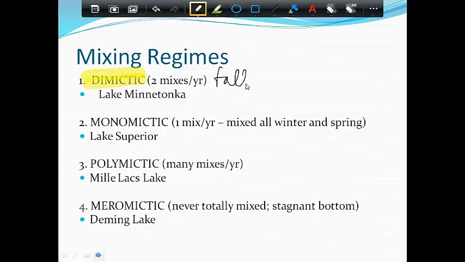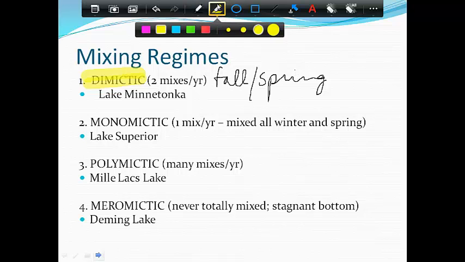Okay, what we were just talking about. So that fall and spring mixing helping to return the nutrients throughout the whole lake itself. Lake Minnetonka, if you're familiar with Lake Minnetonka near the cities, that is a dimictic lake. As I said, most lakes in Minnesota are. There are some other types, though.